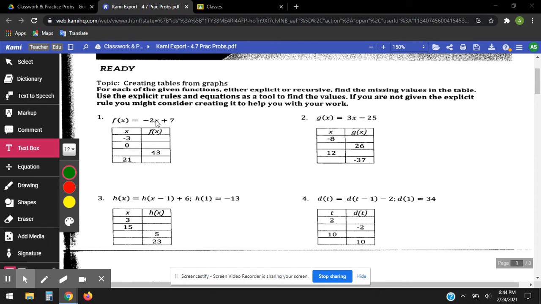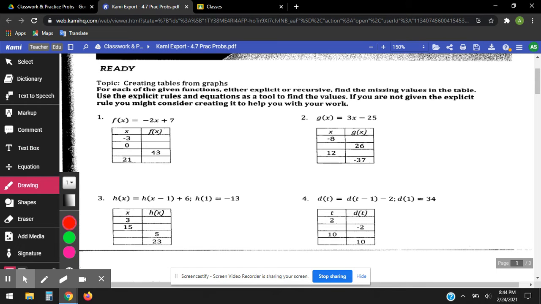So here we have -3. If I put in a -3 for x, on this first one, it's going to be -2 times -3 plus 7. So -2 times -3 is 6. 6 plus 7 is 13.